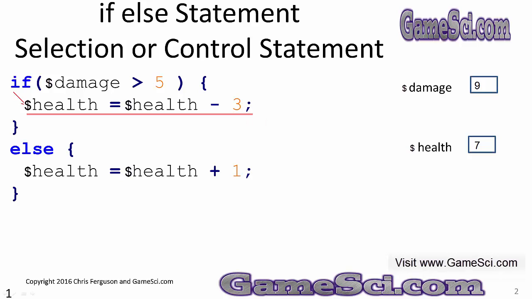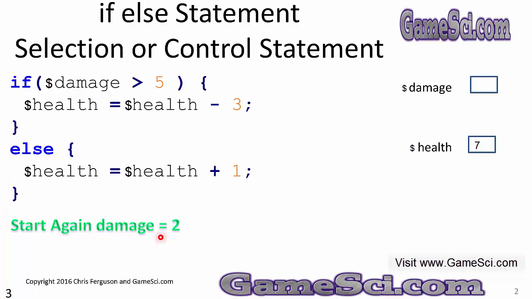What happens when we're done with the code in the if portion? When we're done with the code in the if portion, we skip past the else. This is a two-way decision. You will select one path and skip the other. So we skip past the else and continue on with the program.